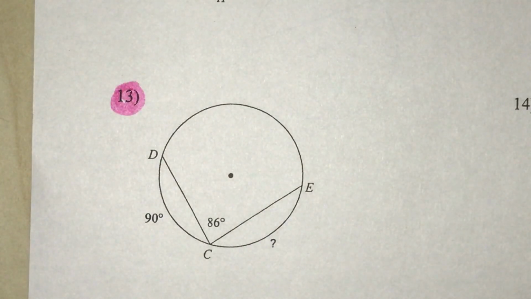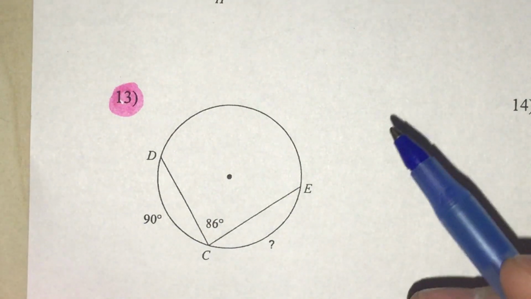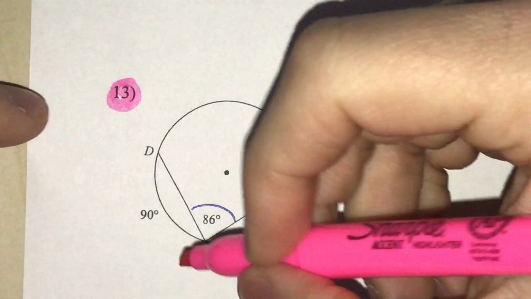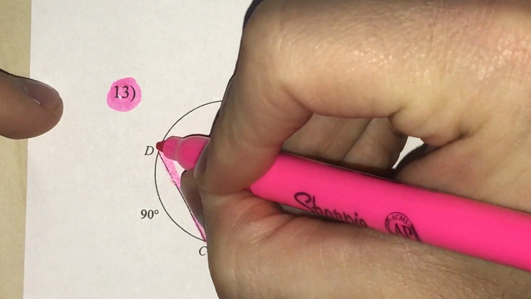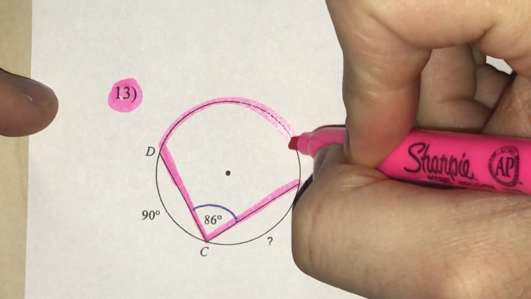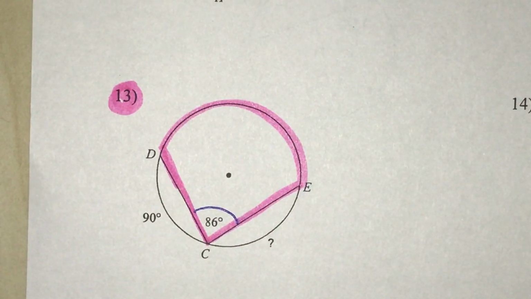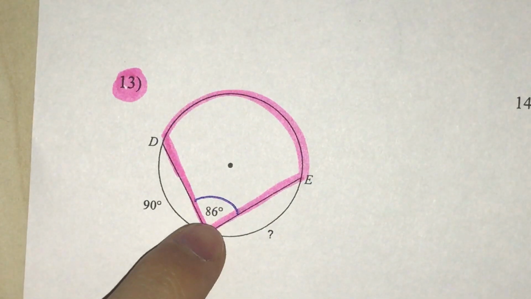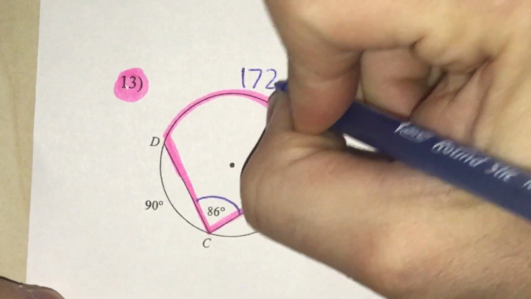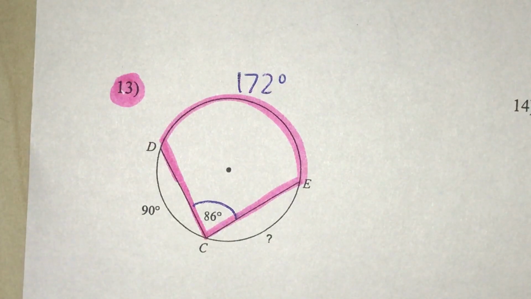In 13, what you could think about here is, again, focusing on what you know. We know this is 90, can't do much with it. But we know this is 86, and we can mess with that. So this angle, if it opens up here, sorry, I have literally no drawing skills, this is going to make this arc. But 86 is an inscribed angle. So if we double that, the arc that makes is going to be 172 over here. That's the only thing you could say that you know first.